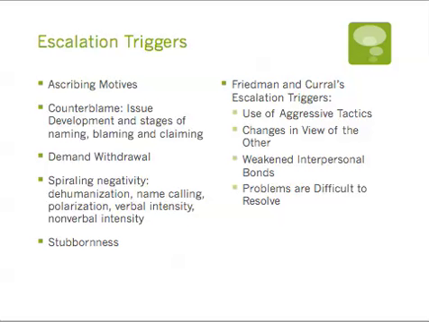Also, counter blame is another escalation trigger in which you start blaming the other person for everything going wrong. And this is what actually develops something called issue development. And there are 3 stages in issue development. It's naming, blaming, and claiming. And naming is where you name the problem. And then this is where you get into blame and counter blame, where you blame somebody for that problem.